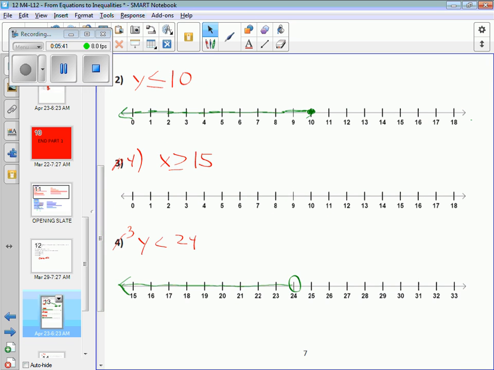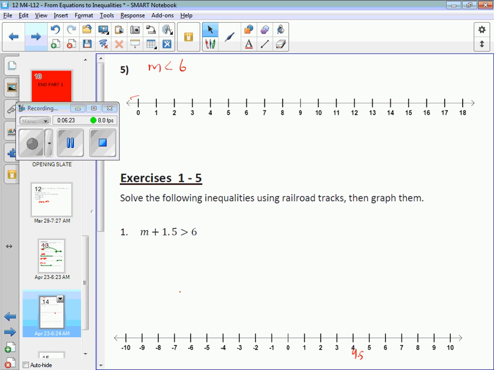Who wants to come up and do number 4? Shane. Yep, find the number. Only thing I'm going to suggest to you is when you make your dot or your open circle, guys, put it right on the line. Just like that. Okay? Yes. Okay, let's do the last one together. m is less than 6.